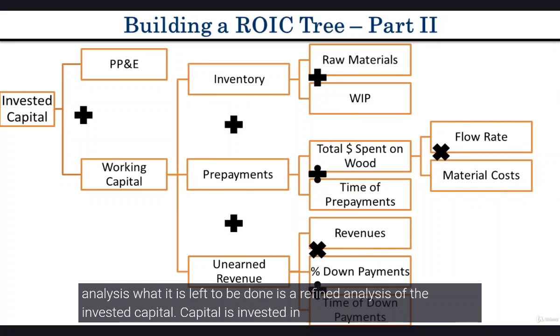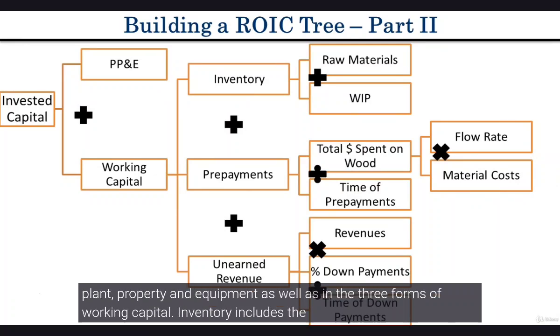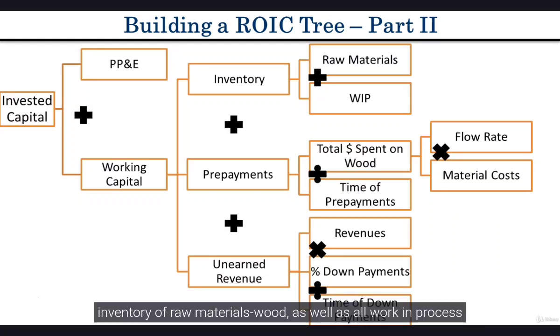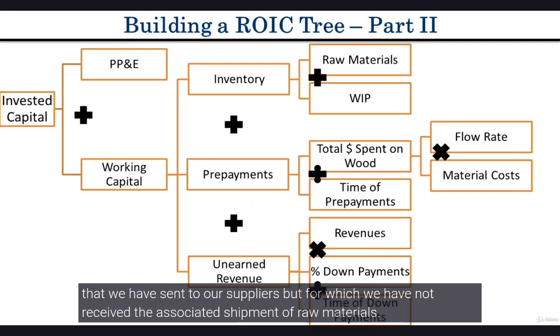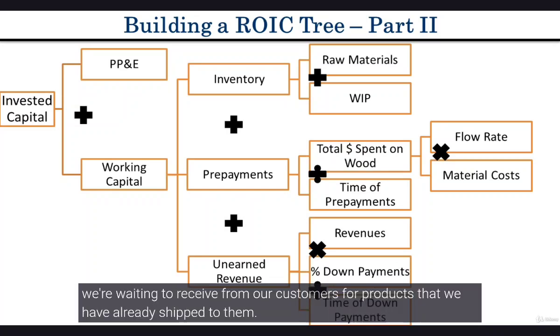Capital is invested in plant, property, and equipment, as well as in the three forms of working capital. Inventory includes the inventory of raw materials, wood, as well as all work in process, that is a pile of semi-finished pieces of furniture. Prepayments to suppliers include money that we have sent to our suppliers, but for which we have not received the associated shipment of raw materials. And any money we are waiting to receive from our customers for products that we have already shipped to them.